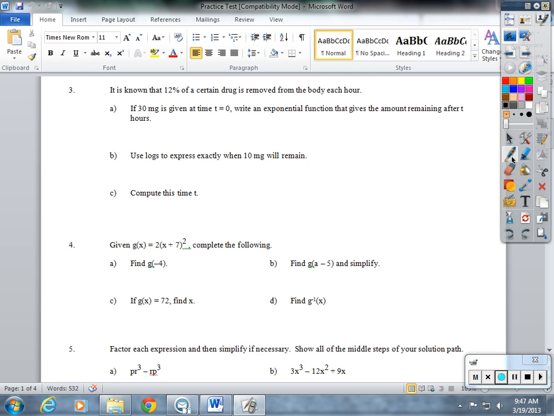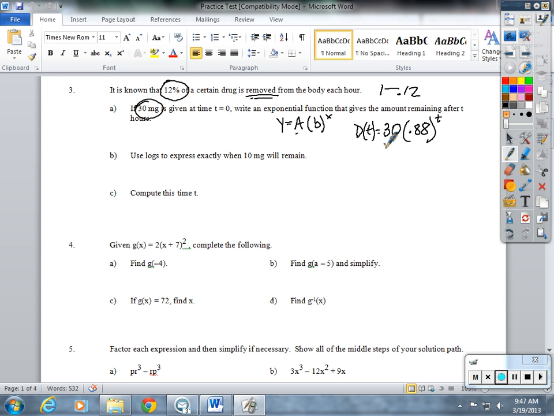So it's just in hours. There's no minutes. It's not every third hour, things like that. So no tricks here. All right, again, we're looking at y equals a times b to the x. In this case, our initial value is 30 milligrams. Our multiplier is 12% removed, so that's 1 minus 0.12. That's 0.88, to the t power. So d of t equals 30 times 0.88 to the t power.